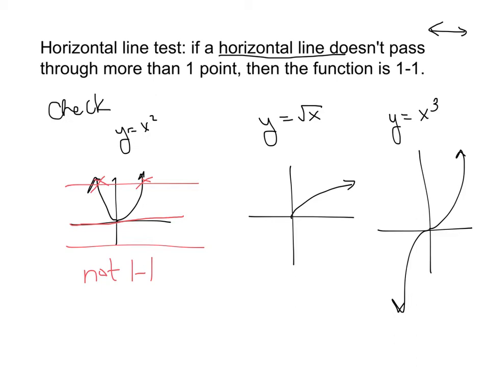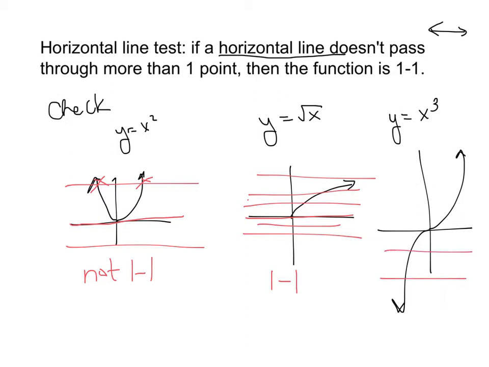When you look at the square root of x, again, start putting some horizontal lines down. At the x-axis, it only passes through 1 point, and any other one I draw will only pass through 1 point. So this one is one-to-one. And last but not least, if we look at y equals x cubed, notice that any line we put only passes through one point. None of the y values repeat. So this is one-to-one as well.